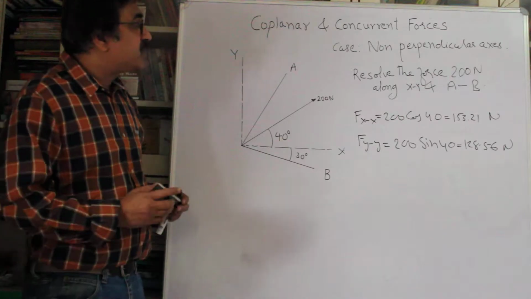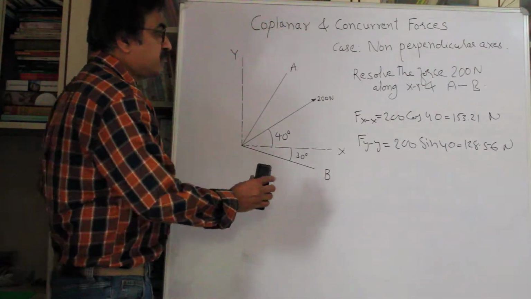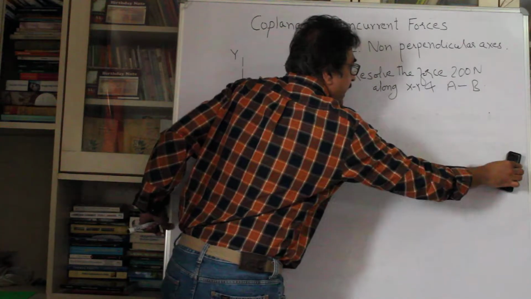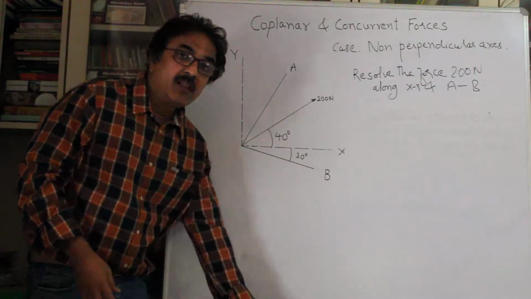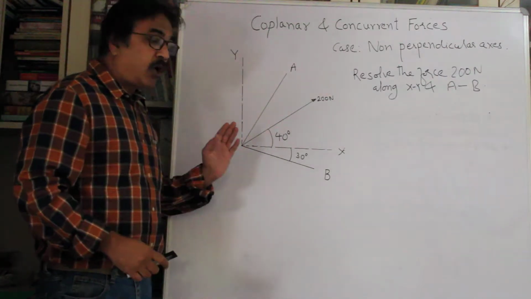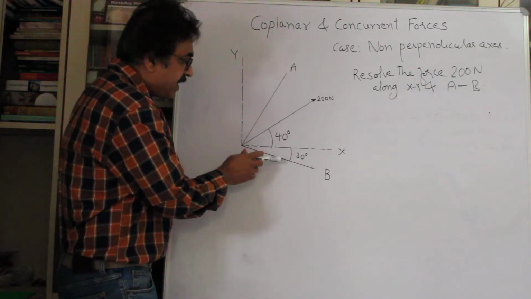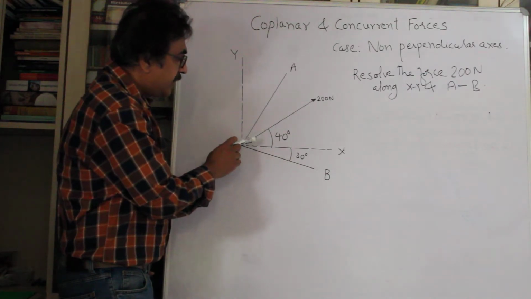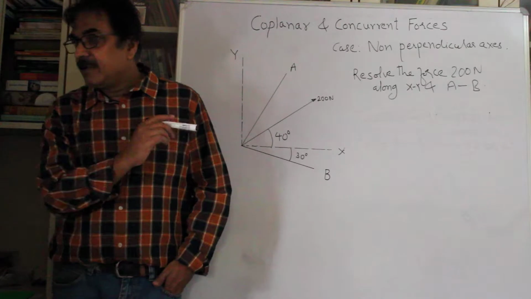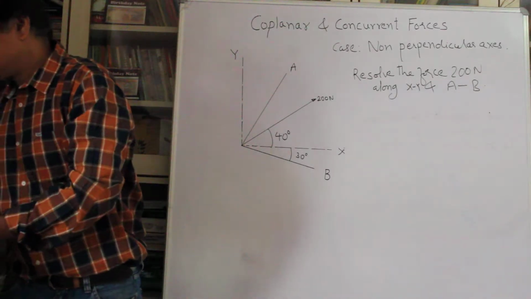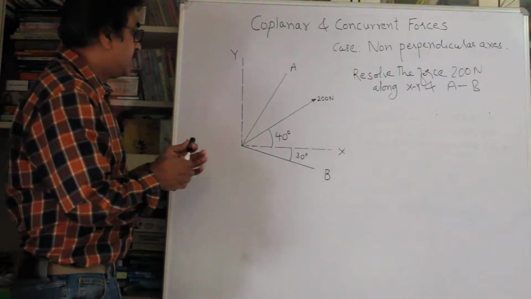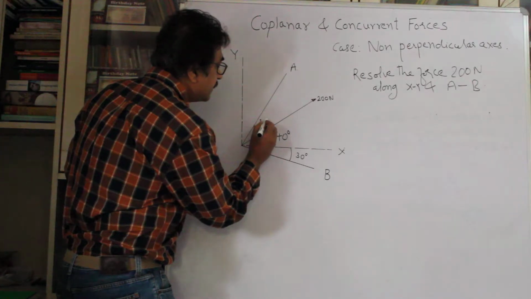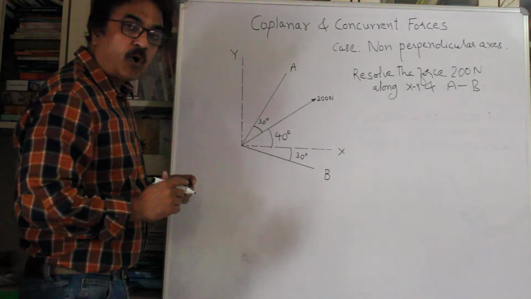But we are asked to resolve this along A and B. So let me wipe it out. We want to resolve it along A and B. Now look at this. When you want to resolve the force along non-perpendicular axes, you can immediately find out that A and B are not told to be perpendicular. Of course, there is one more angle that is given. This angle is also given. I forgot to mention this. 30 degrees, right? So this is also given.